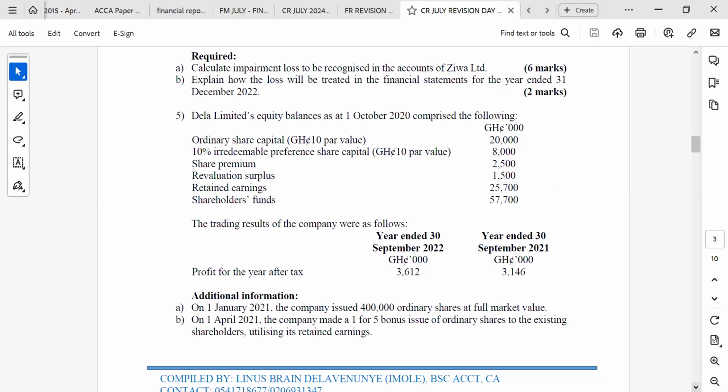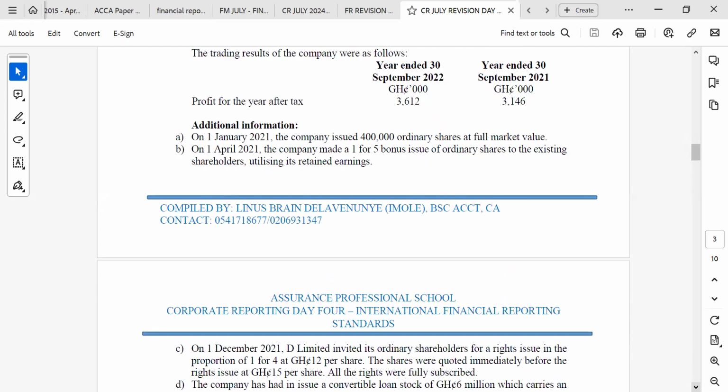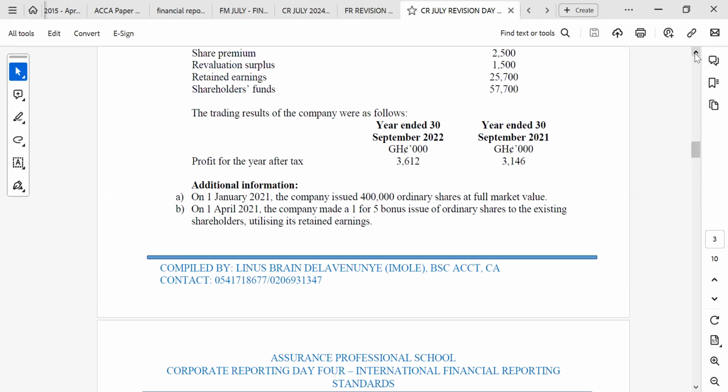The trading results of the company were as follows. Year ended 30th September 2022 and year ended 30th September 2021, amounts in 1,000 Ghana cedis. Profit for the year after tax: 2022, 3,612; 2021, 3,146. Additional information. A. On 1st January 2022, the company issued 400,000 ordinary shares at full market value.